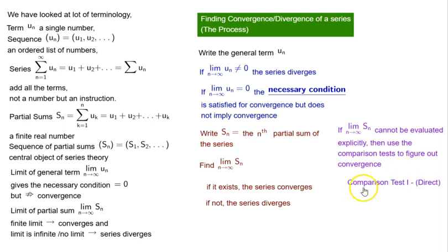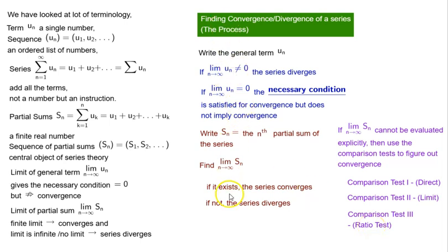Remember the convergence tests? Comparison test 1, that is direct comparison of terms, term by term. Comparison test 2: remember, we have an auxiliary series. So here we are comparing the given series with another series. And then we have comparison test 3, the ratio test. Here, the ratio of successive terms is being used.